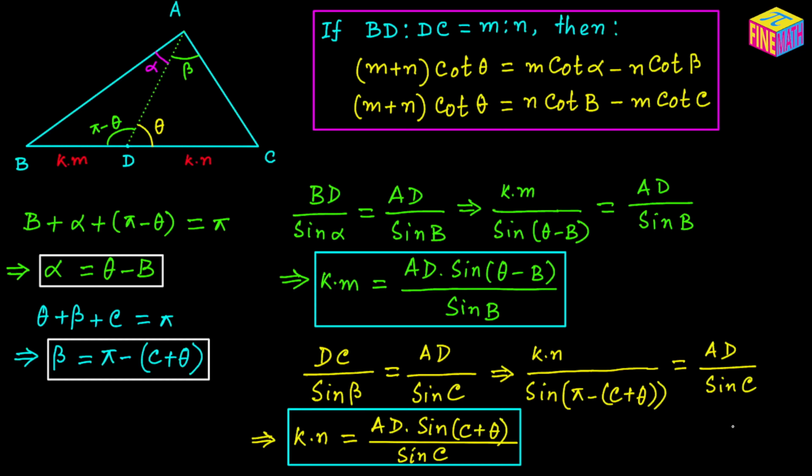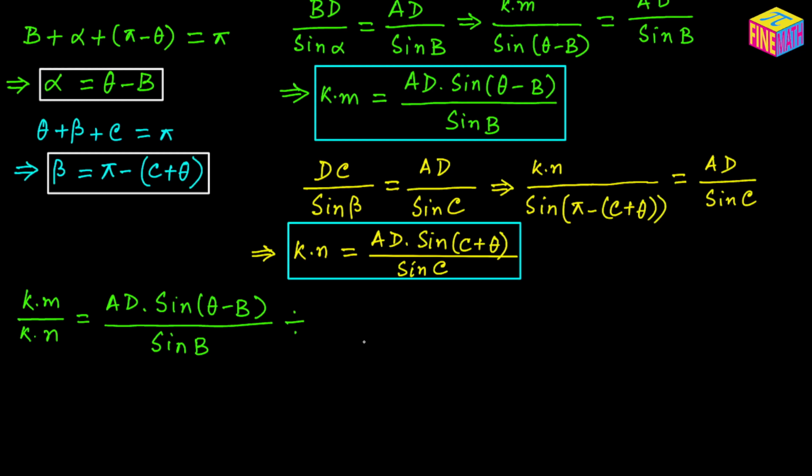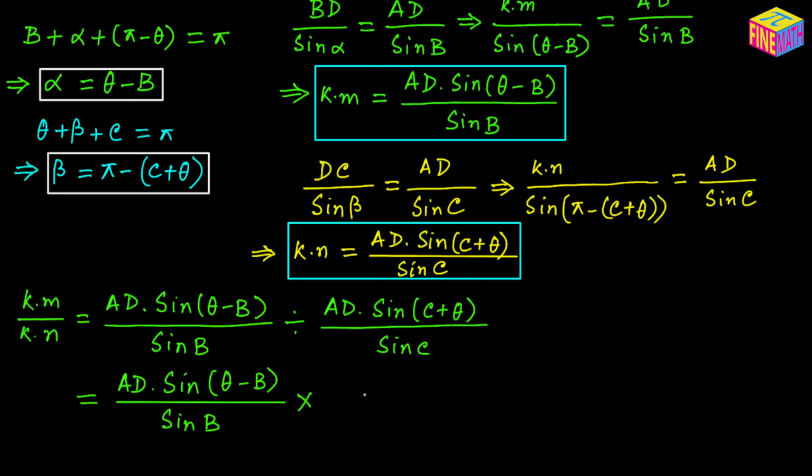Next we are going to divide K times M by K times N. Essentially we are going to divide these two equations. So let's see what happens. So if we say K times M over K times N, that can be written as AD times sine of theta minus B over sine of B divided by AD times sine of C plus theta over sine of C, and this can be written as AD times sine of theta minus B over sine of B multiplied by sine of C over AD times sine of C plus theta.